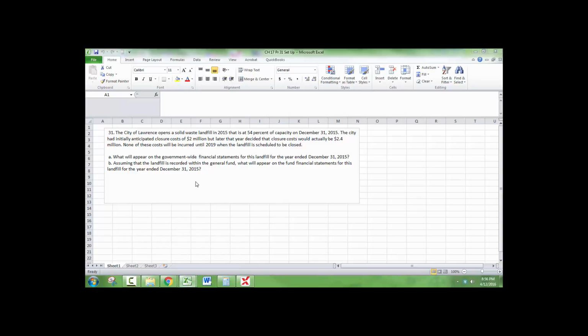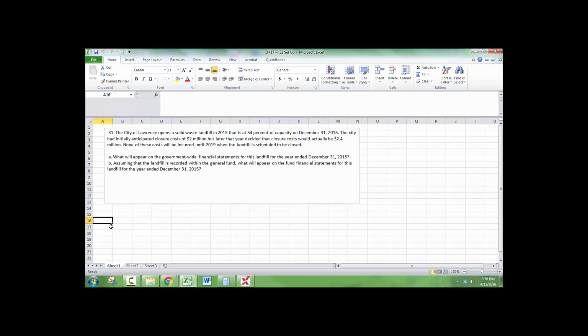So this is chapter 17, problem 31, an example of a solid landfill waste in government accounting. So the city of Lawrence opens a solid landfill waste in 2015 that is 54% of capacity on December 31st. The city had initially anticipated closure costs of $2 million, but later decided that year that the closure costs would be $2.4 million. None of these costs were incurred until 2019 when the landfill is scheduled to be closed.